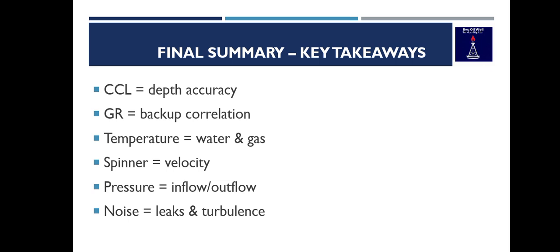The final takeaways are these. CCL ensures depth accuracy. GR, which is gamma ray, provides backup. CCL stands for casing collar locator. GR provides backup correlation. Temperature identifies fluid entry. Spinner indicates velocity with caution. Pressure confirms flow behavior, and noise detects leaks.